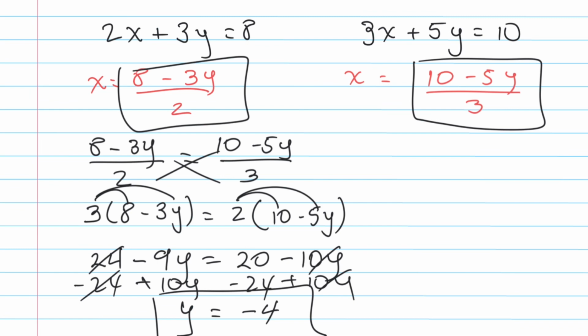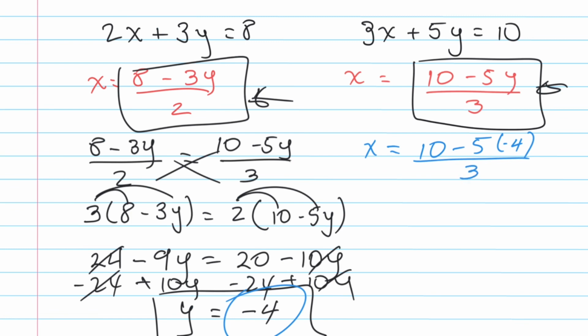Okay, we can use either of these two equations to figure out x. Let's use the one on the right, this one over here. Let me change the color of my pen. Let's do blue. We know that x is equal to 10 minus 5y, but the value of y is negative 4, so times negative 4, over 3.